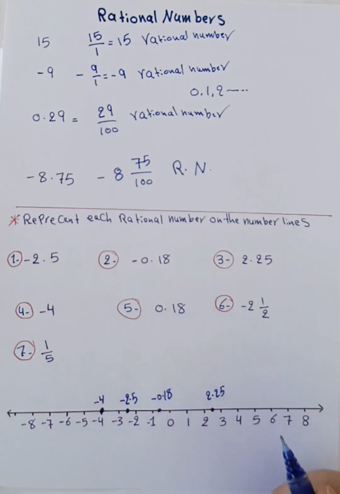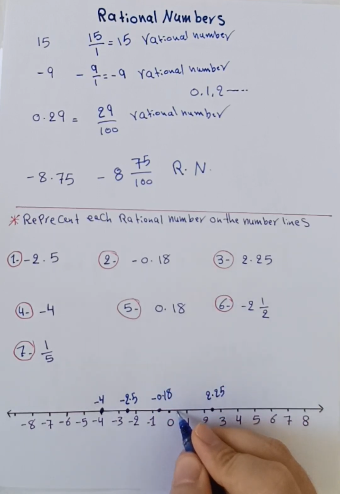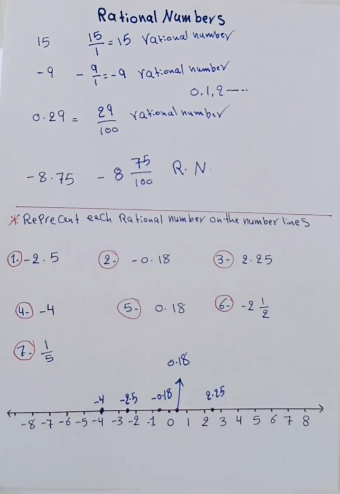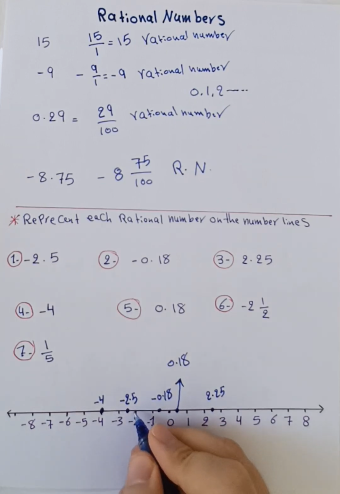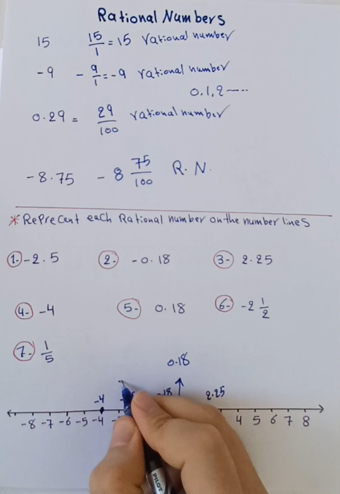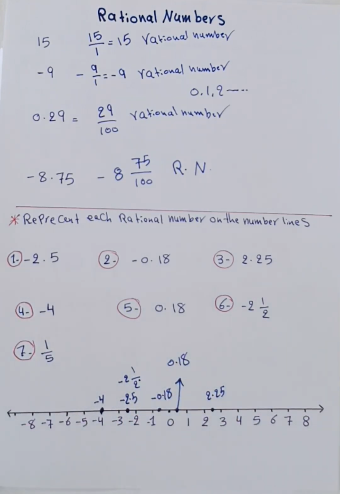And then you have 0.8. This is 0 and this is the positive integer, so 0.8 should be here. This point is 0.8. After that we have negative 2 and 1 out of 2, it means negative 2.5. This point is negative 2.5, negative 2 and 1 out of 2.